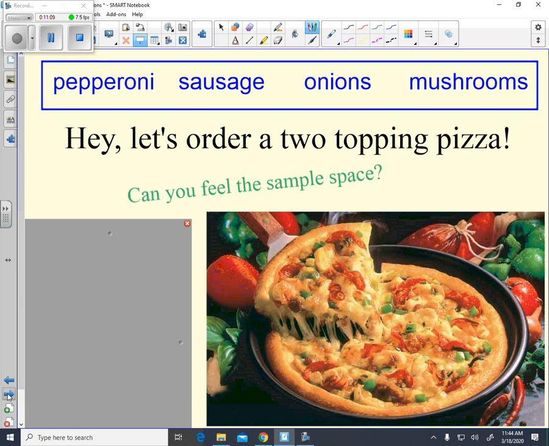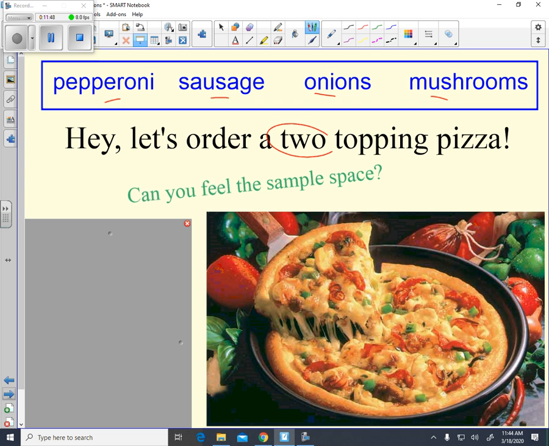Okay, let's order a pizza. Dang, that actually sounds appealing right now, ordering a pizza. In this scenario, it's got to be a 2-topping pizza. Do you think right now, if you grabbed a piece of notebook paper or scratch paper, that you could list the whole sample space for ordering a 2-topping pizza? Maybe you even want to stop the video right here and do that. Here are your 4 toppings right here: pepperoni, sausage, onions, mushrooms. Why don't you stop the video and list the whole sample space?